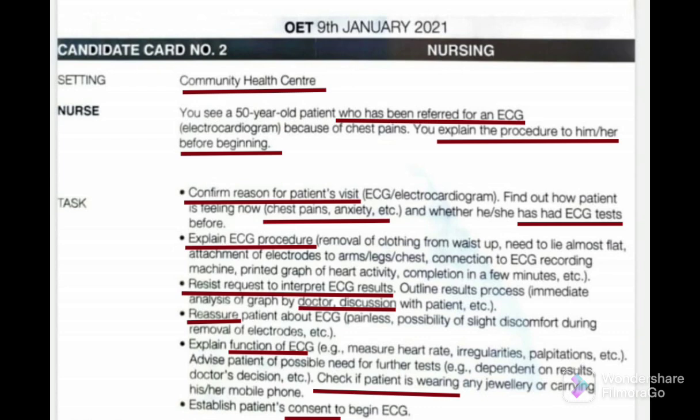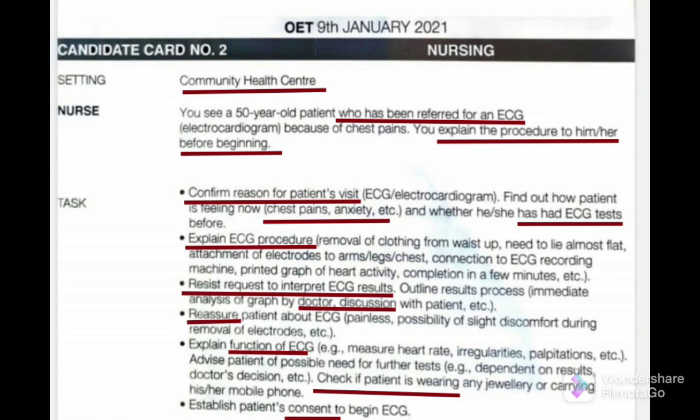Then we can tell, well, Mr. Robert, since it is the first time for you, I will explain you the procedure. First, we need to remove the clothing from waist up, and it is essential for you to lie down almost in a flat position. We will attach the electrodes to your arms, legs, and chest. Then we will connect you with the ECG recording machine. Then the process will complete within a few minutes and the printed graph will come outside. With that graph, we can see your heart activity and if there is any abnormality. I can reassure you that it will not take a long time. In a few minutes, this procedure will finish. Are you getting my point?